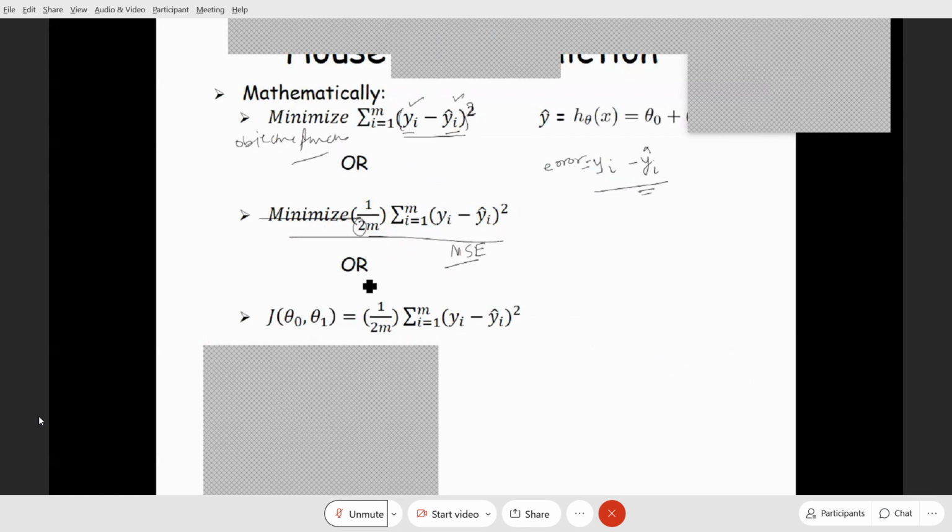Now, there was a question by Dipendra, asking what the line should look like. How do we know what the line is? So basically, what is defining a line?